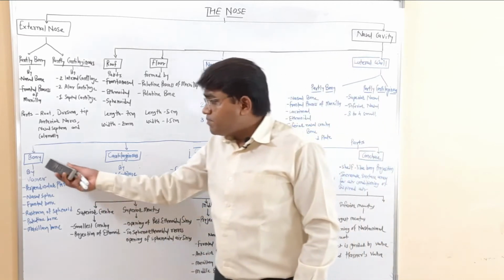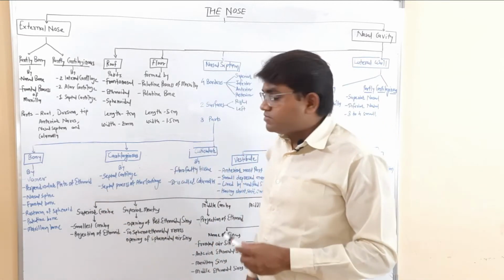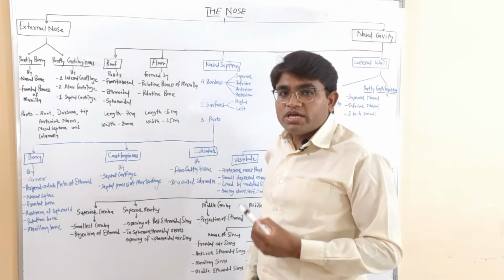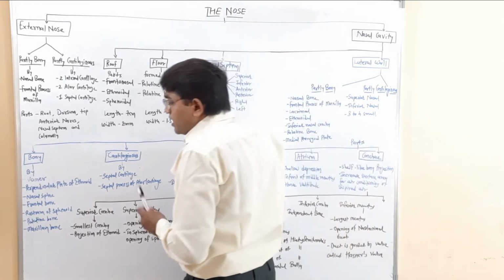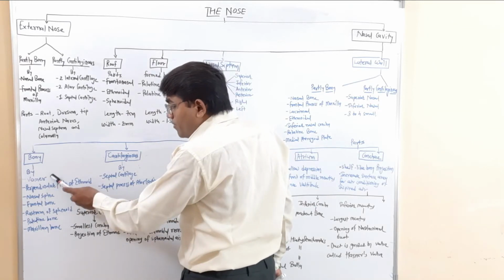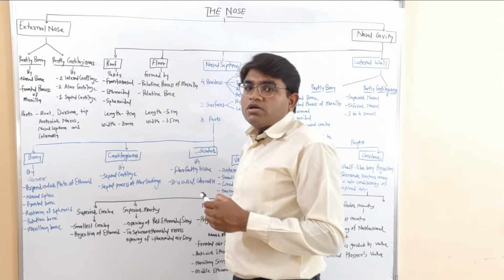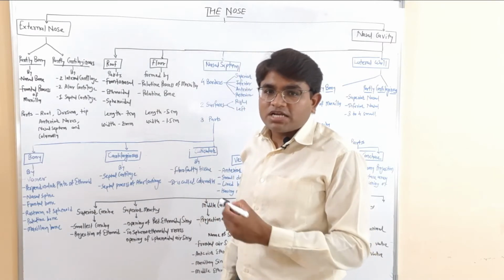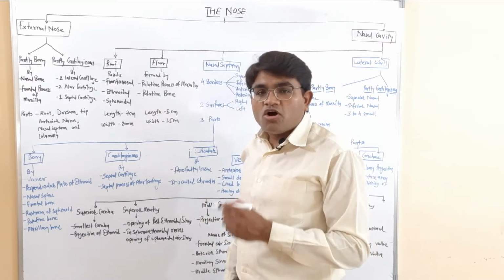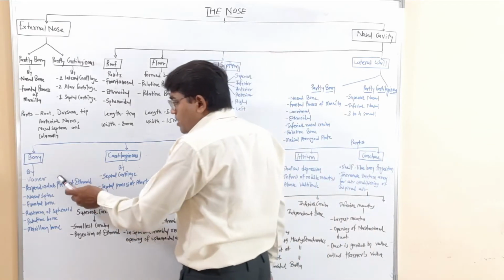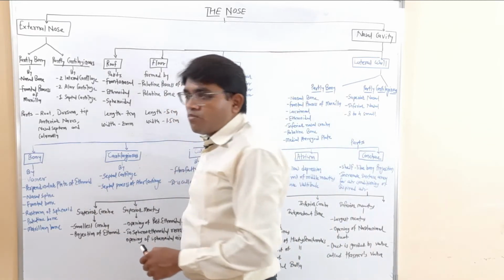So the bony part of the nasal septum. Which bones participate in the formation of this bony area? Mainly it is formed by the vomer bone and the perpendicular plate of the ethmoid bone. These two bones mainly participate in the formation of the bony nasal septum. So they are the vomer and the perpendicular plate of the ethmoid.